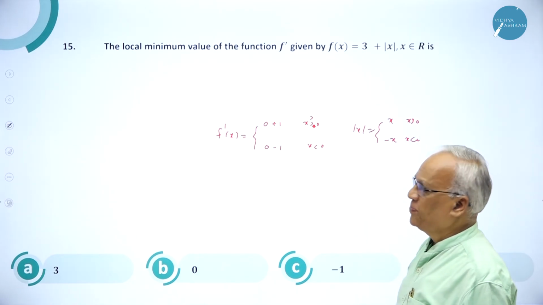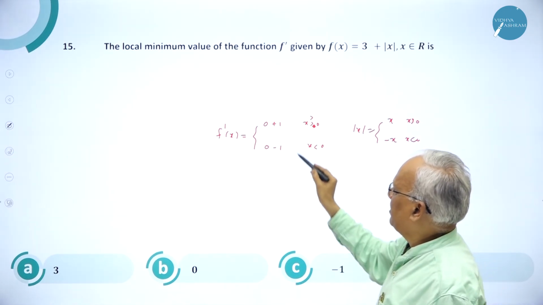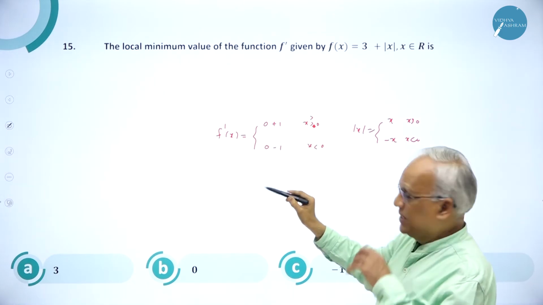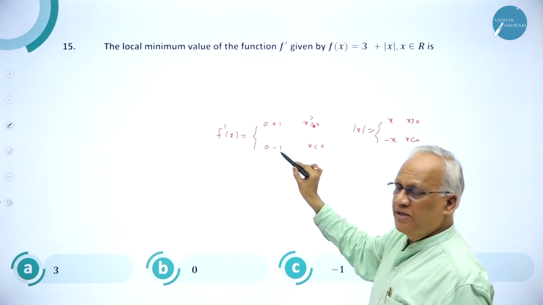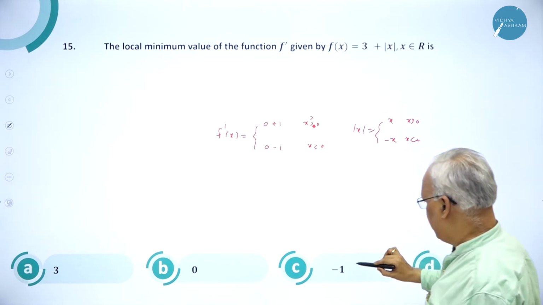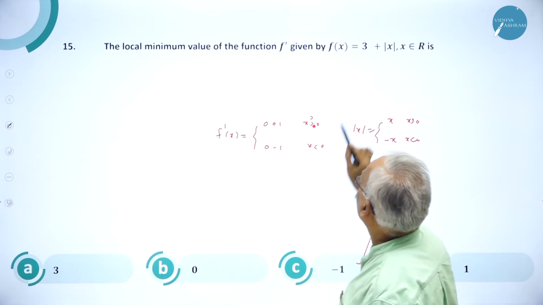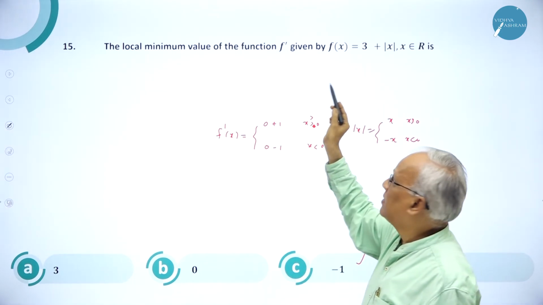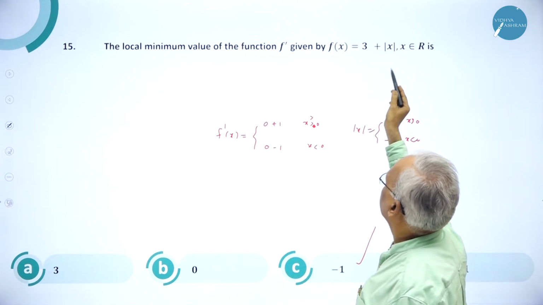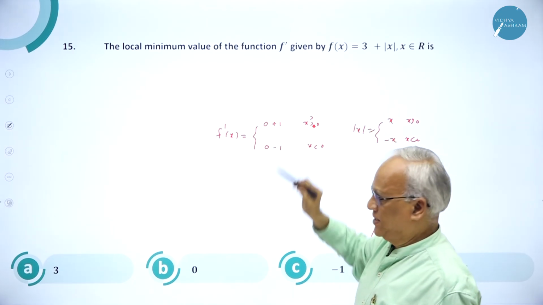I use that idea for f dash x. Now tell me, what is the local minima of this? It is minus 1. Minus 1 is the local minima, so you can easily say minus 1 is the answer. For fx, local maxima does not exist. Minima, of course, it is 3.